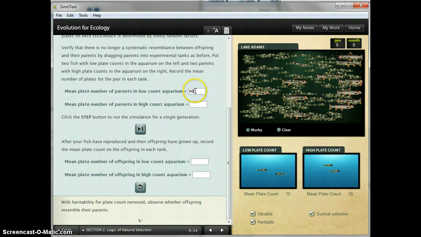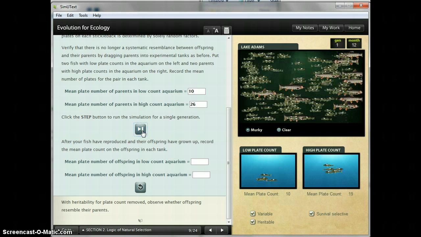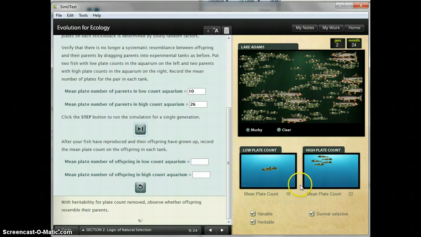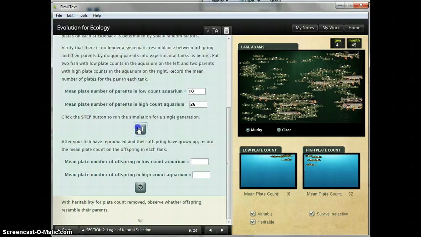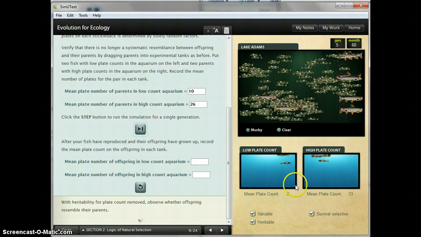We can record our starting plate count numbers up here just so that we can see what's going to happen as we run it. So we let it go and we produce offspring, and our low plate count stayed at 10. Our high plate count dropped to 19. We run it again. 10 and 22, 9 and 30, 10 and 32, 9 and 33. You can see that we're getting change each time, but in each case the low plate count group is staying low and the high plate count group is staying high. So we're seeing that the parents are passing on that trait to their offspring.